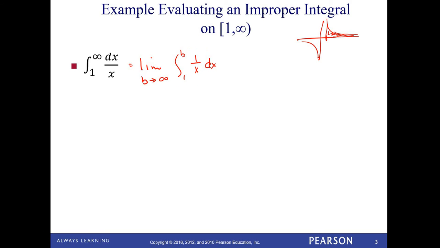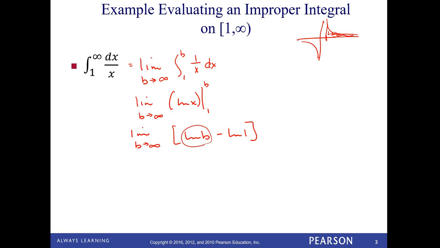So we're going to handle this part just like a regular integral. We're going to take the antiderivative, the limit as b goes to infinity of ln x evaluated from 1 to b, which is the limit as b goes to infinity of ln b minus ln 1. Now, ln of b as b approaches infinity also approaches infinity. So this becomes infinity, ln 1 is 0.